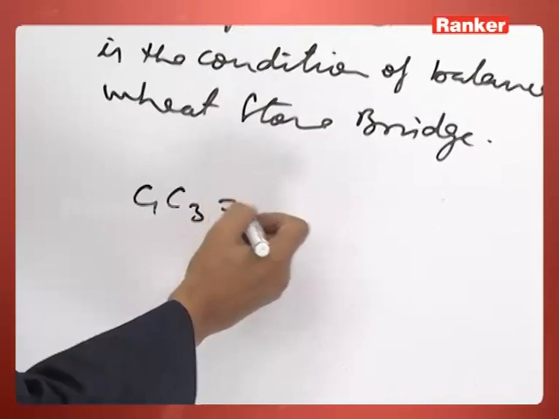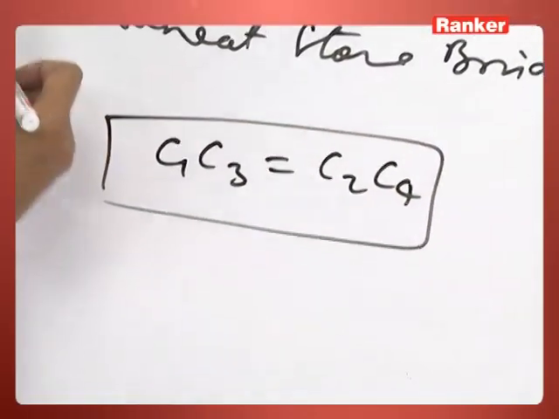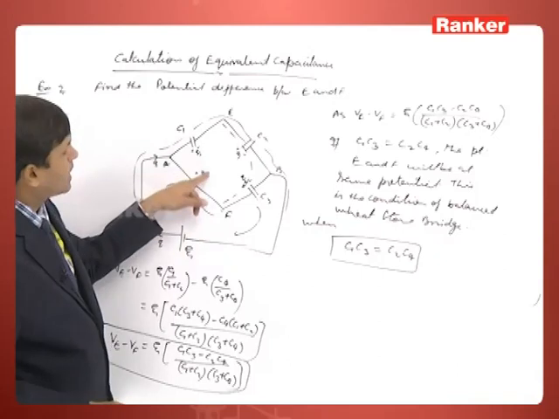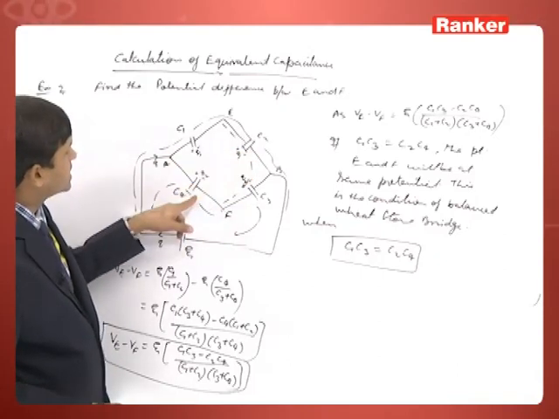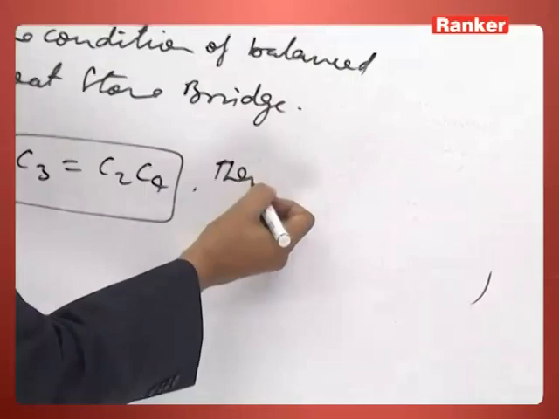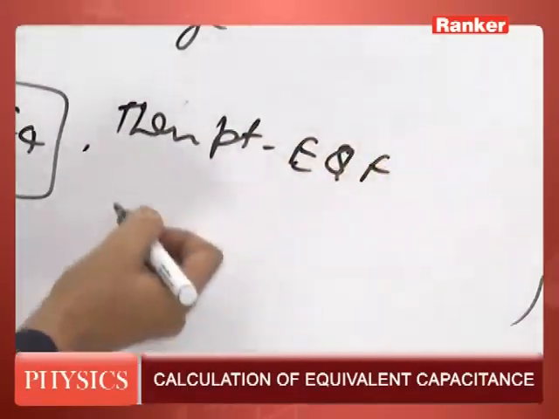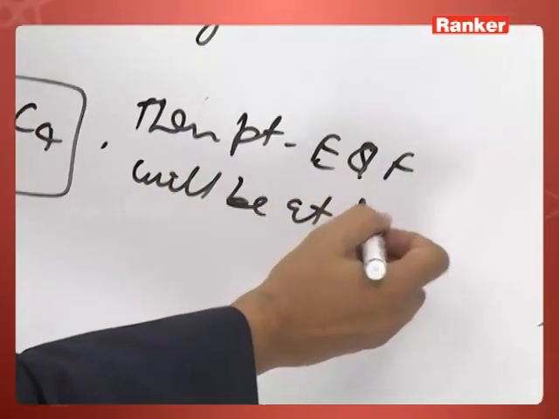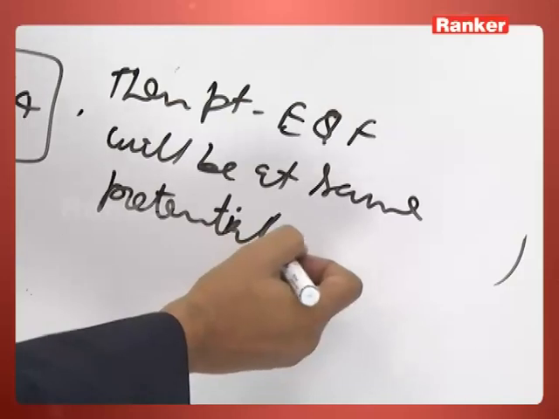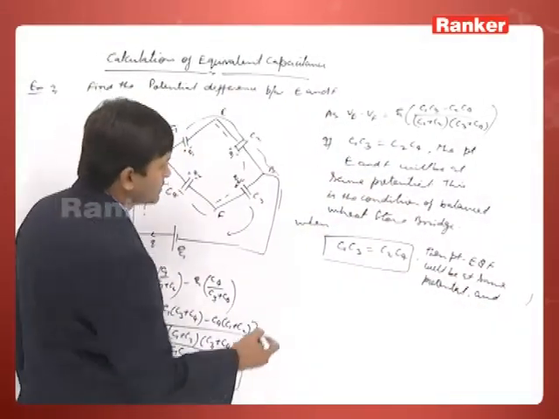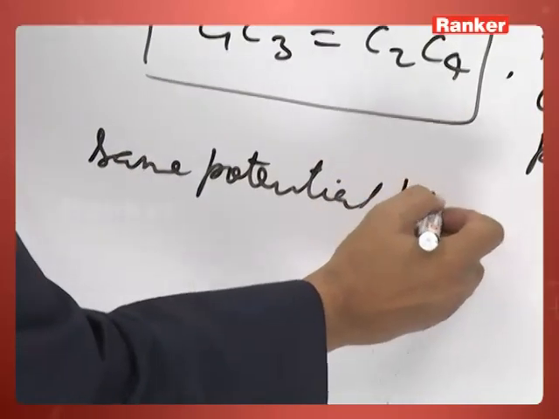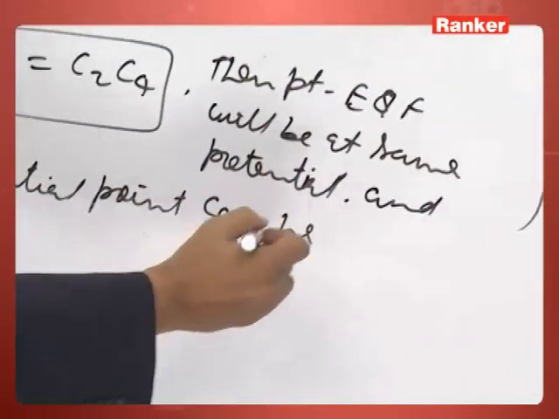So once again we can write, when the products of opposite capacitors are the same, C1 C3 is equal to C2 C4, then points E and F will be at same potential, and same potential points can be joined together also.